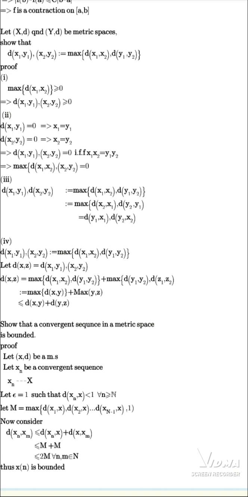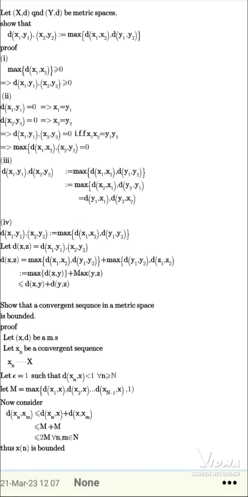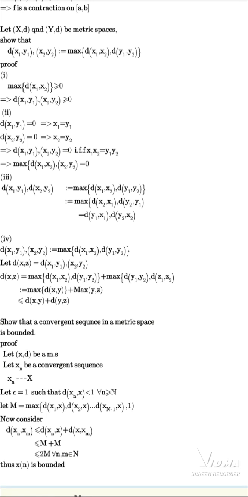So if we are considering the distance itself, from the triangle inequality, for us to split the distance d(x_n, x_m), we have that it is d(x_n, x) plus d(x, x_m), and from the above we have that to be M plus M, which is 2M. So it means that the sequence x_n is bounded.